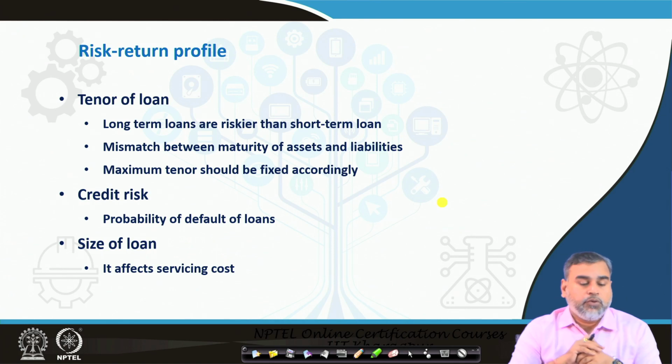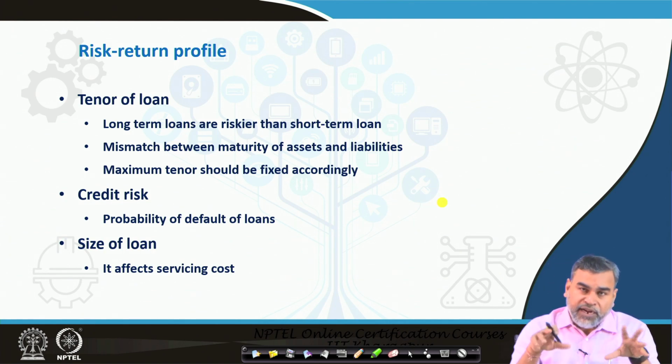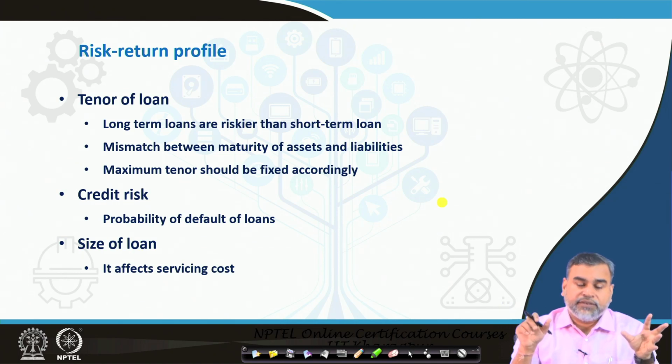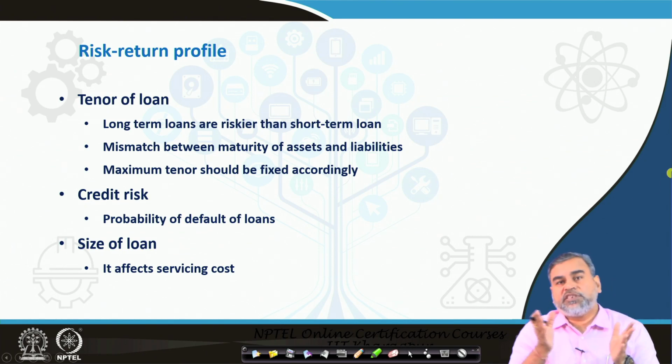We consider the tenure of the loan because long term loans are riskier than short term loans, and there is always a mismatch between the maturity of the assets and liabilities. Whenever we look at a bank's assets and liabilities, we always see a mismatch between the maturity period of the deposits commercial banks get and the maturity period of the loans they disburse.